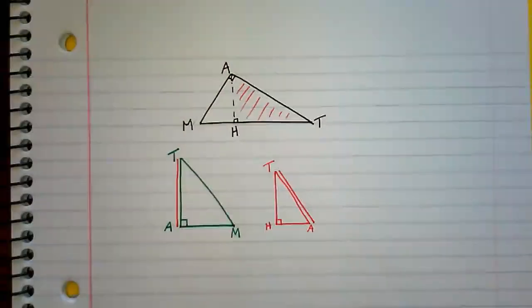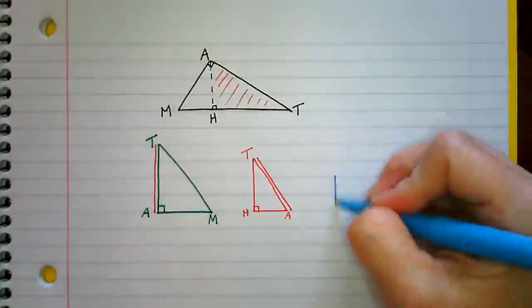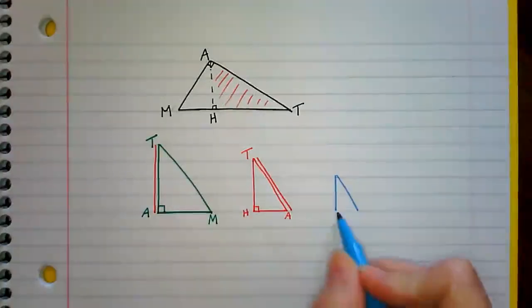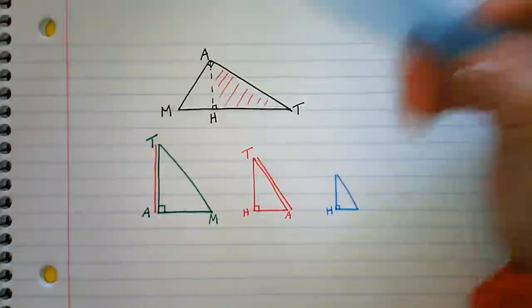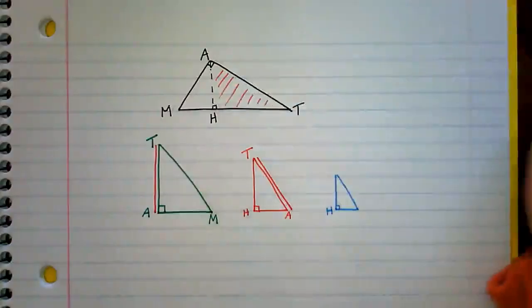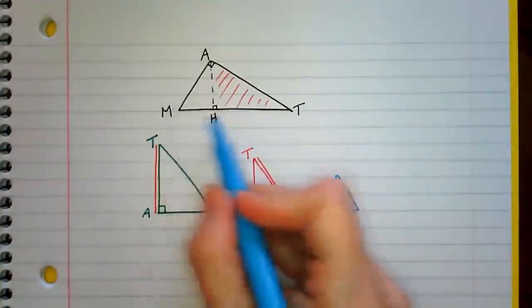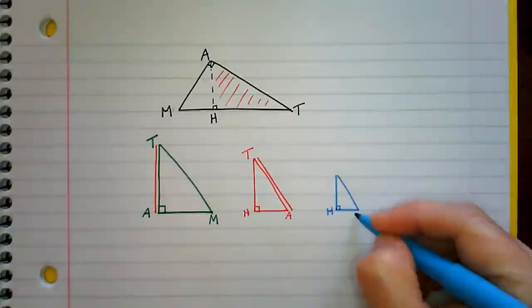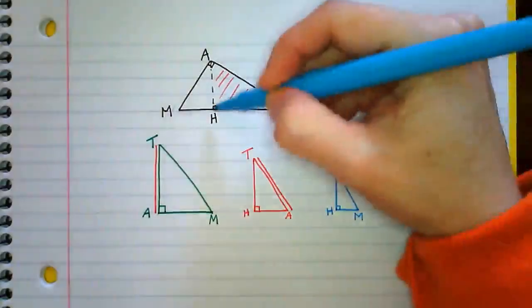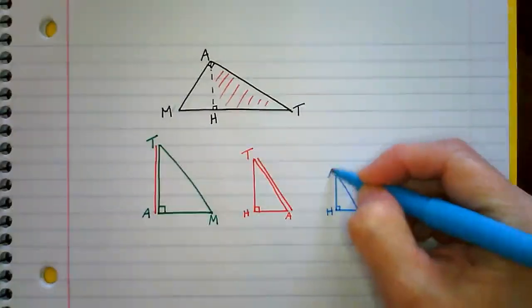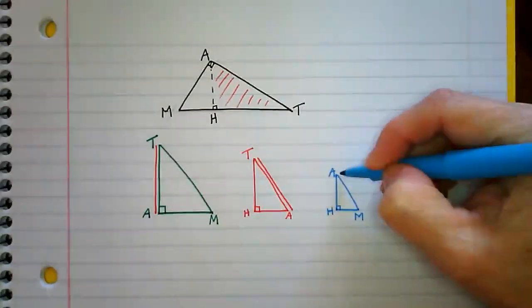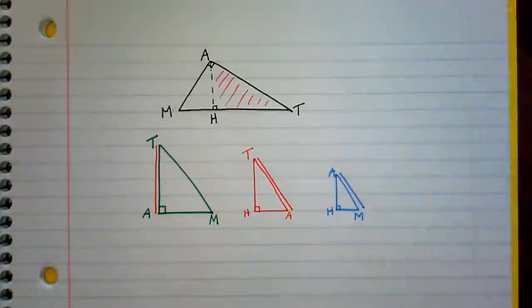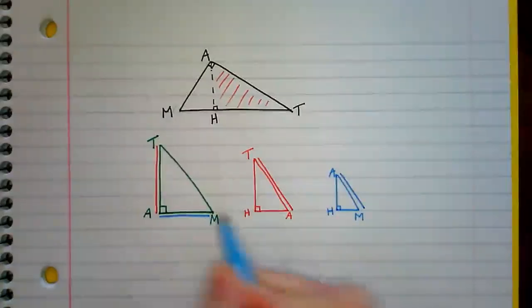Then we have Baby Bear, and his right angle is also H because he was formed when we dropped that altitude right there. His short leg is HM. His long leg is HA. His hypotenuse is AM. So Baby Bear's hypotenuse is Papa Bear's short leg.